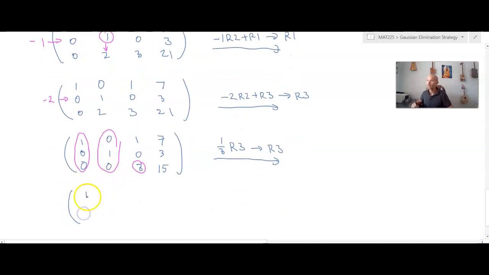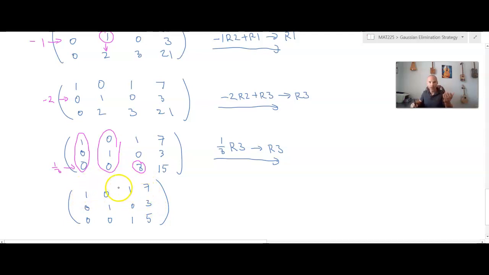Okay, so row 1 stays the same. Row 2 stays the same. Row 3 becomes, well, let's see, 1/3 of 0. Oh, this is where I'm saying it. The first two columns are not going to change anymore. It's going to be 0, 0, 1, and 1/3 of 15 is 5. So now we have exactly the statement z equals 5. We also have the statement y equals 3, and we also have the statement x plus z equals 7.